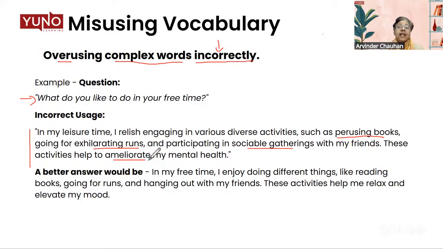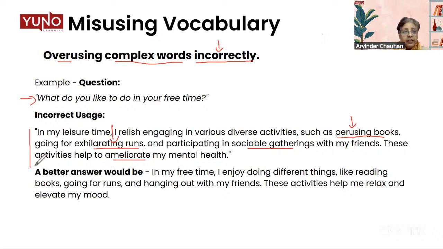Now, is this the language that you would speak in your normal life? If you're speaking to anybody, maybe to a friend, to a colleague, to your boss, we don't use these words in our day-to-day life. Perusing books has a totally different meaning. You don't do this in leisure time, definitely not. Exhilarating runs. So don't use language which doesn't sound very natural. Natural language would be something simple, that we use on a day-to-day basis.